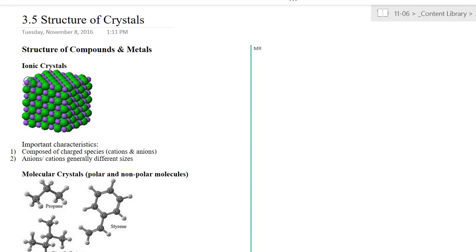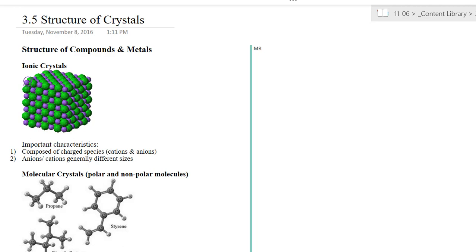In this lesson, we're going to examine the properties of different types of crystals. Specifically, we're going to look at the properties of ionic compounds, molecular compounds, and of metals. Before we examine the properties, we're going to take a look at the structure of these different crystals so that we can see how the way that the structure is organized impacts the properties, and we can understand the properties more fully.